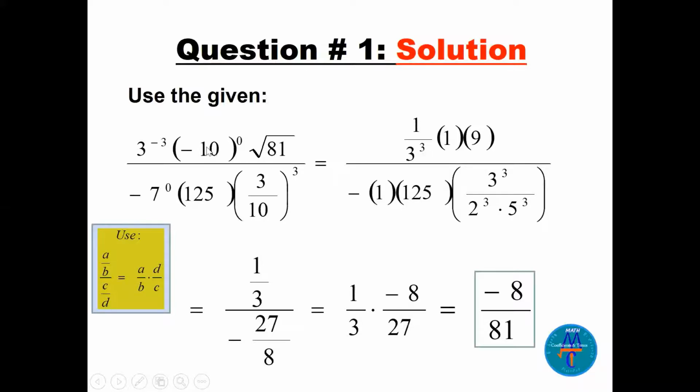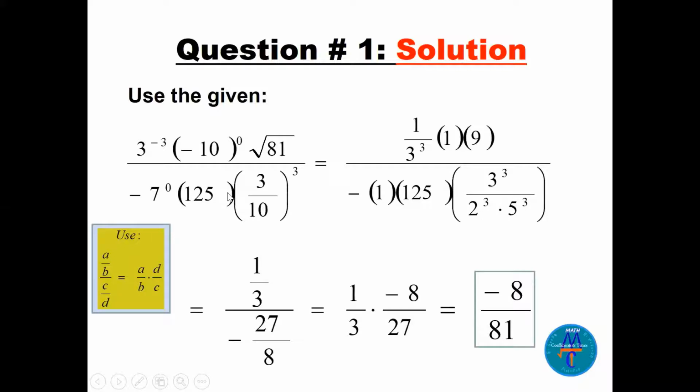Now, minus 10, we have a bracket here, to the power 0 is 1. But remember here, minus 7, power 0, no bracket, so it is minus 1. You see the difference? On the top in the numerator here we have 1, and here we have minus 1. Now, square root of 81 is 9, we know that.